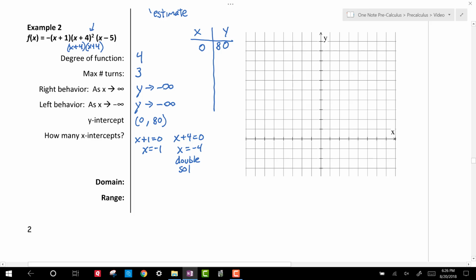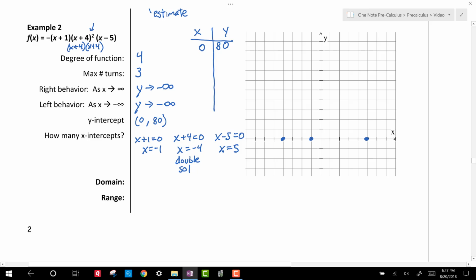So on a degree 4 function, we should have 4 solutions. We have x equals -1, we have 2 x equals -4s, and then we have our last factor, x minus 5 equal to 0, and if you solve that, you get x equals +5. So I actually have a total of 4 solutions, although one of them is a multiplicity of 2. Let's graph these and see what we got here. All right, so we have -1, we have -4, we have +5, and then we have a y-intercept at 0, 80, okay?